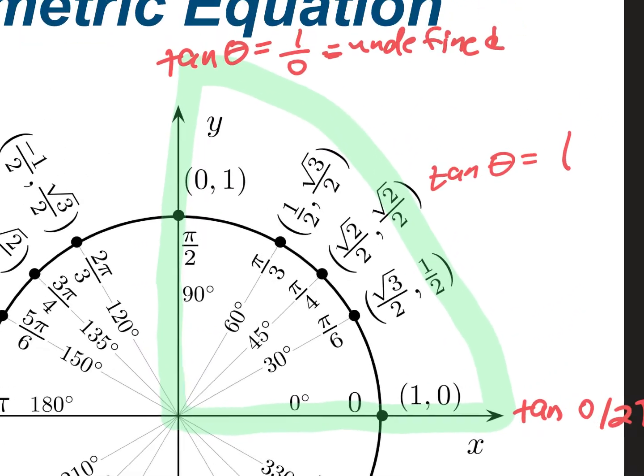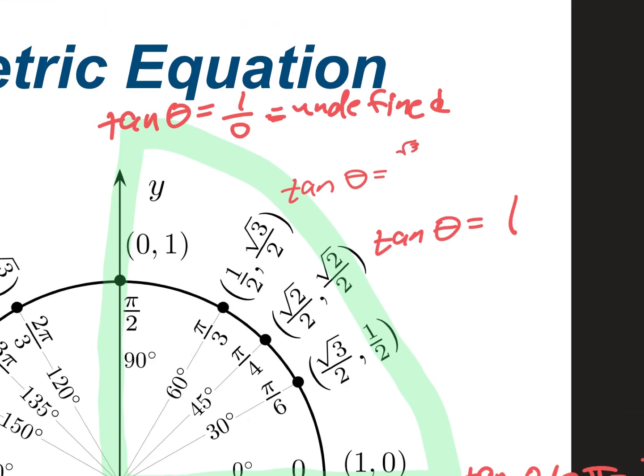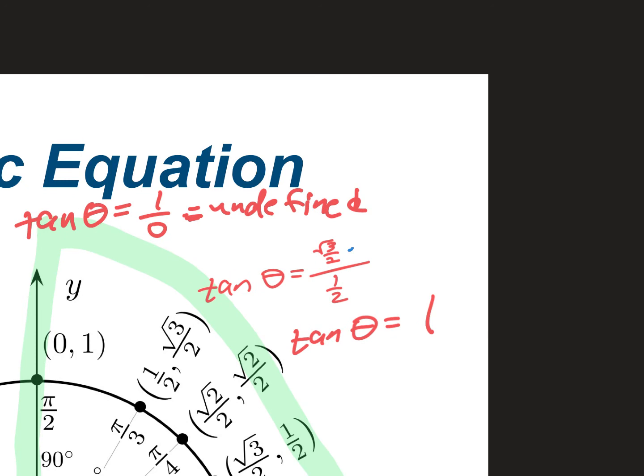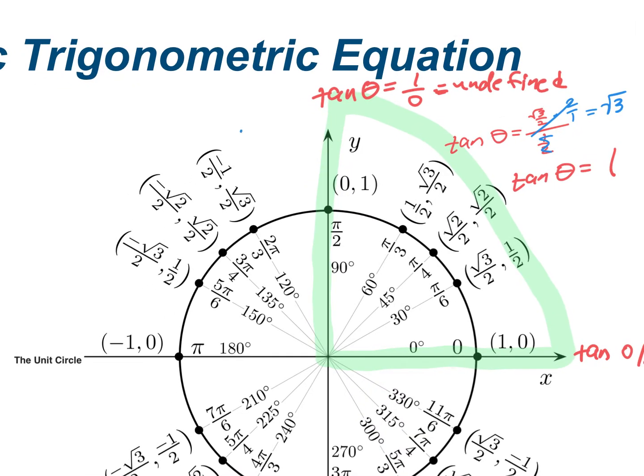Let's find the tangent here when my x value is positive 1/2. Well, how would we figure this out? Square root 3 over 2, good. So square root of 3 over 2 divided by 1/2, correct? I have a fraction divided by fraction, so we keep, change, flip. What happens to my 2's? They cancel out. So the tangent here is the square root of 3. Agreed?